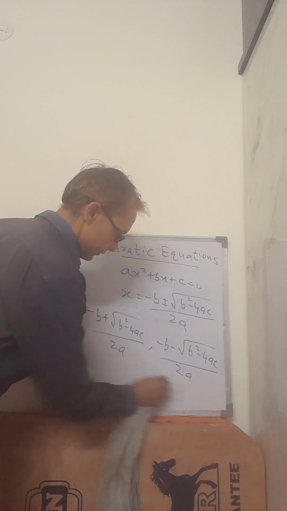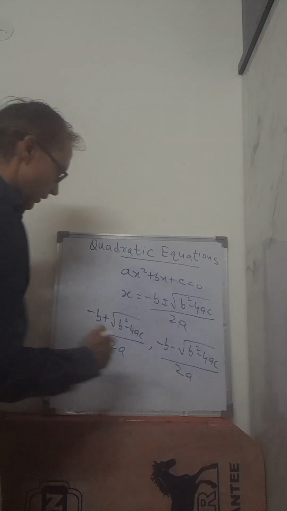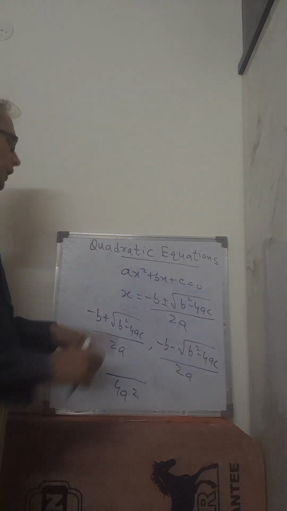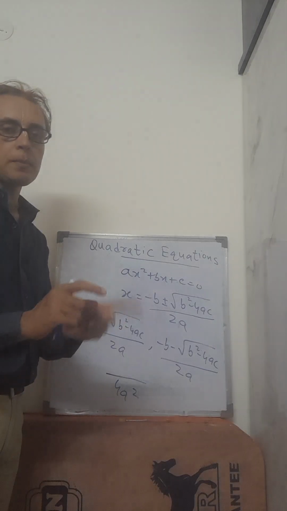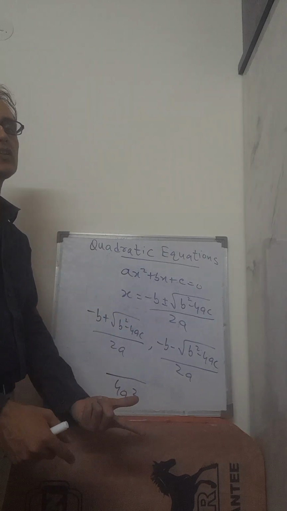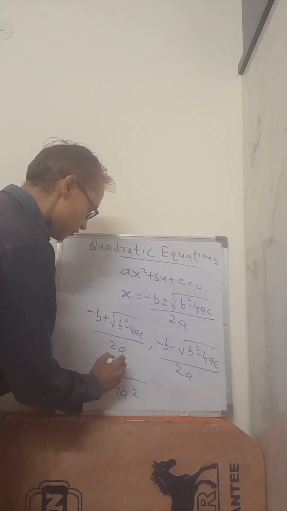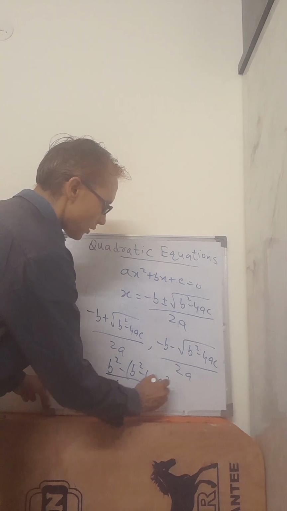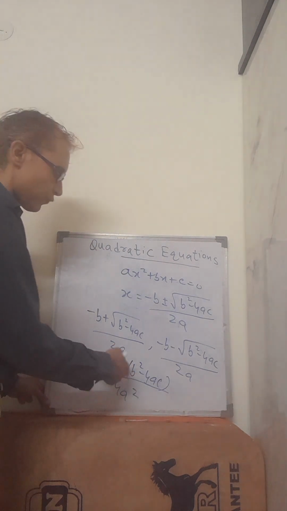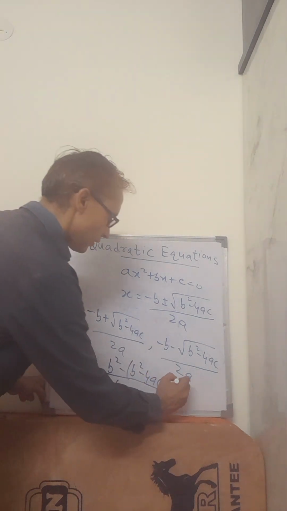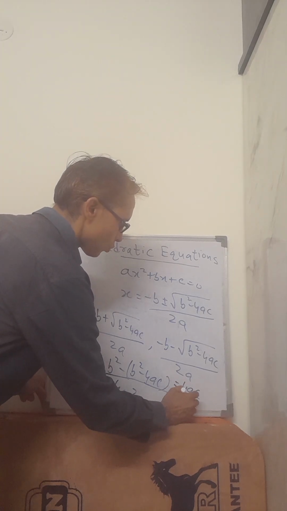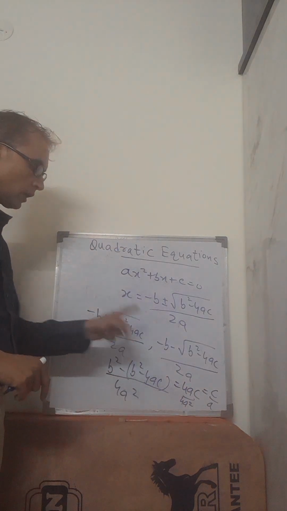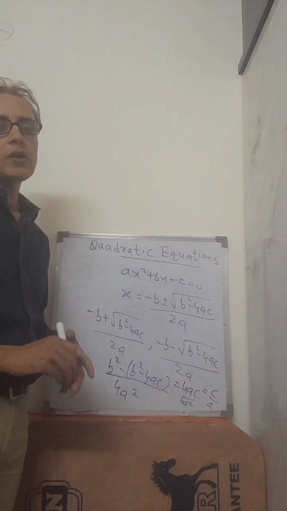So these two, multiply them. So the denominator becomes 4a square, right? 2a into 2a, 4a square. In the numerator, when you want to multiply, we can use the formula (a plus b) into (a minus b), that is a square minus b square, which means minus b square is b square and minus square of this is b square minus 4ac. So you can see b square cancels out, what remains? 4ac by 4a square, and that is equal to c by a. Because 4a cancels out, we remain with c by a. So that is the value of the product of the roots.